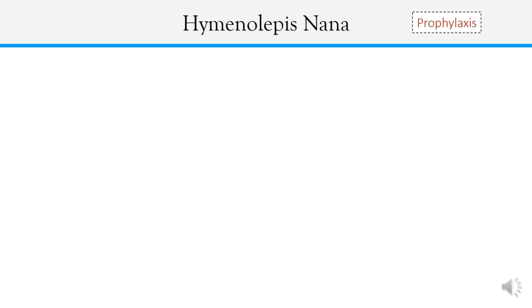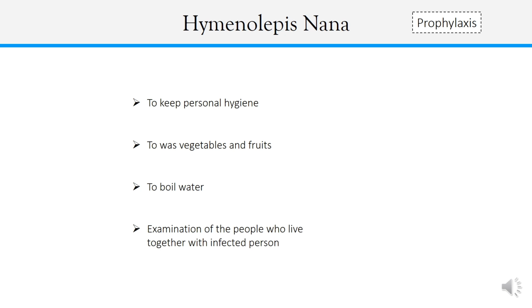In order to prevent this pathology, it is important to keep personal hygiene, to wash vegetables and fruits, and boil water. Also, of course, it is important to perform examination of people who live together with the infected person, because this disease may spread from one person to another person, as was mentioned previously.